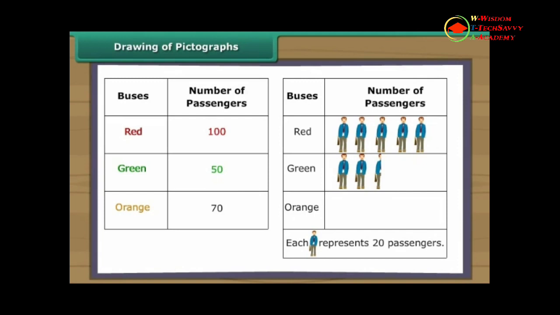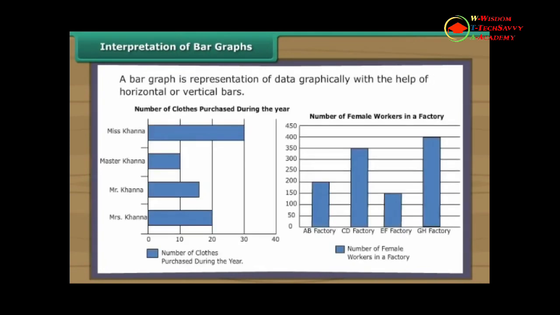The orange bus carried 70 passengers. Represent 60 passengers with 3 pictures. Represent the remaining 10 passengers with half a picture. Interpretation of bar graphs. A bar graph is representation of data graphically with the help of horizontal or vertical bars. Bar graphs are easier to draw than pictographs. Let us understand bar graphs by interpreting them first.